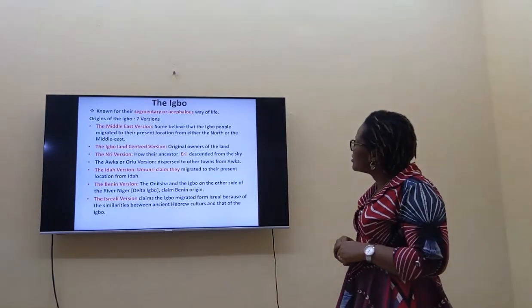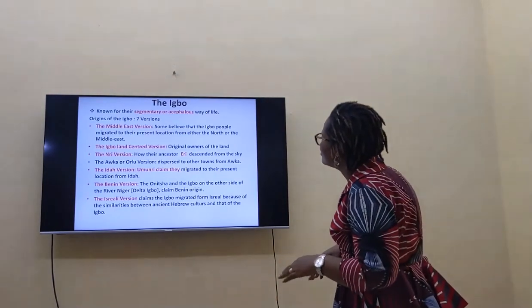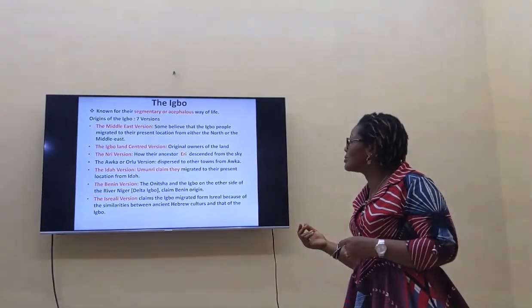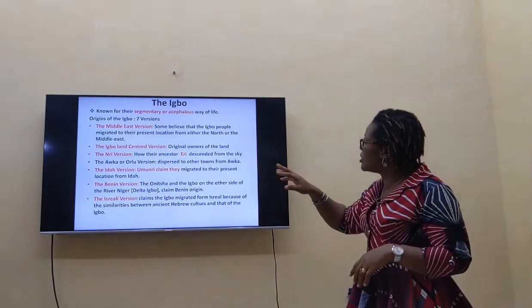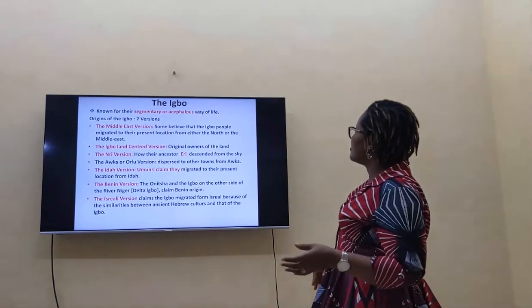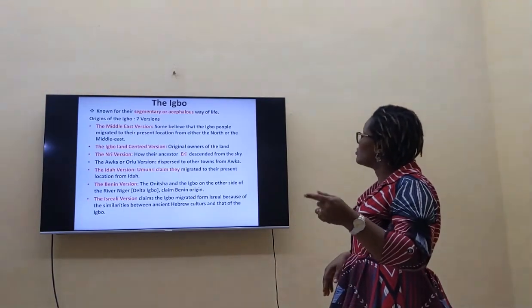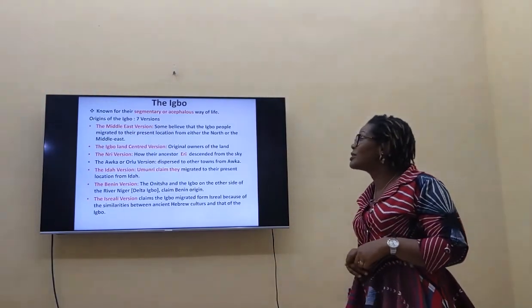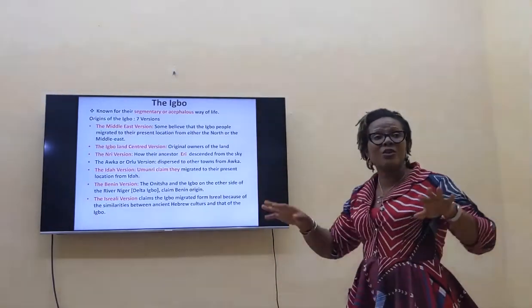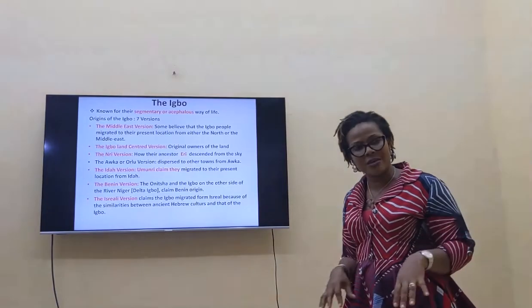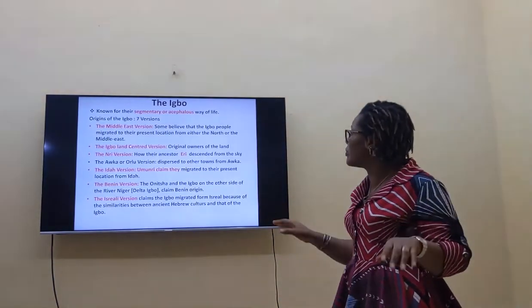And when we look at the origins of Igbo people, there are many versions, just like the other ones that we have treated. But here we look at seven versions. The Middle East version, where some people believe that the Igbo people migrated to their present location from either the North or the Middle East. Then again, the Igbo land center version, that they are the original owners of the land. Here they do not migrate from anywhere.